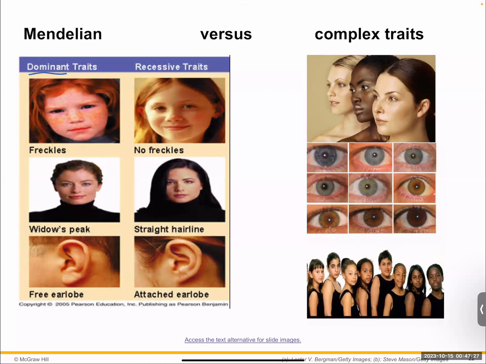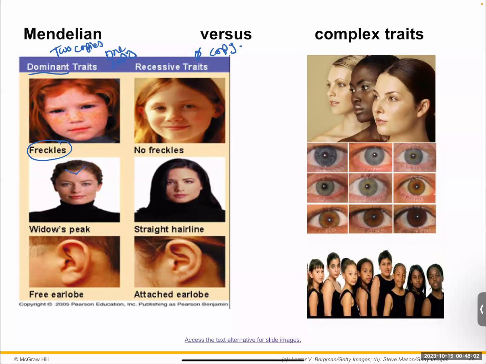If you have the dominant trait, you will have freckles. So if you have one copy, regardless of whether it's from your mom or dad, or two copies, you will get freckles. So you can have two copies or one copy of the gene, and you still would have the characteristic. If you have 0 copies, then you will not have freckles. But only, again, one copy is enough for you to develop that trait.